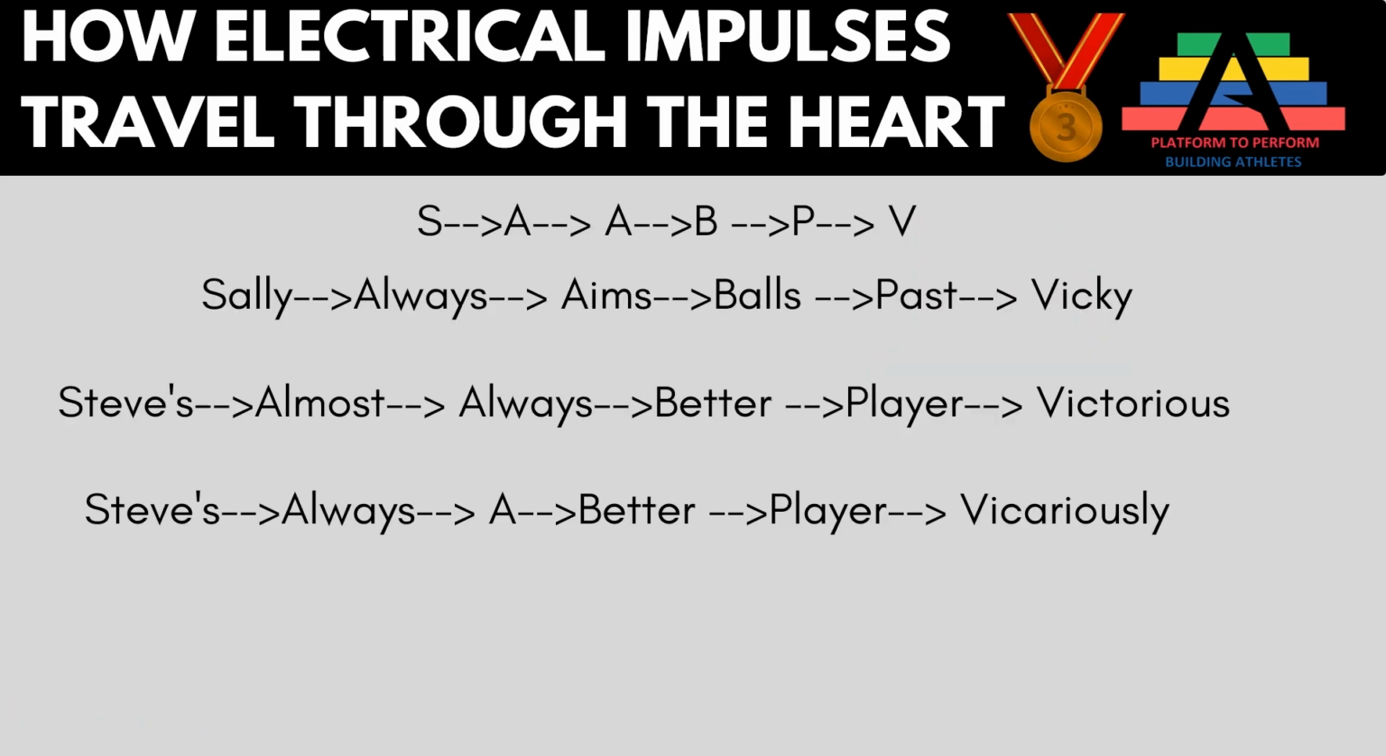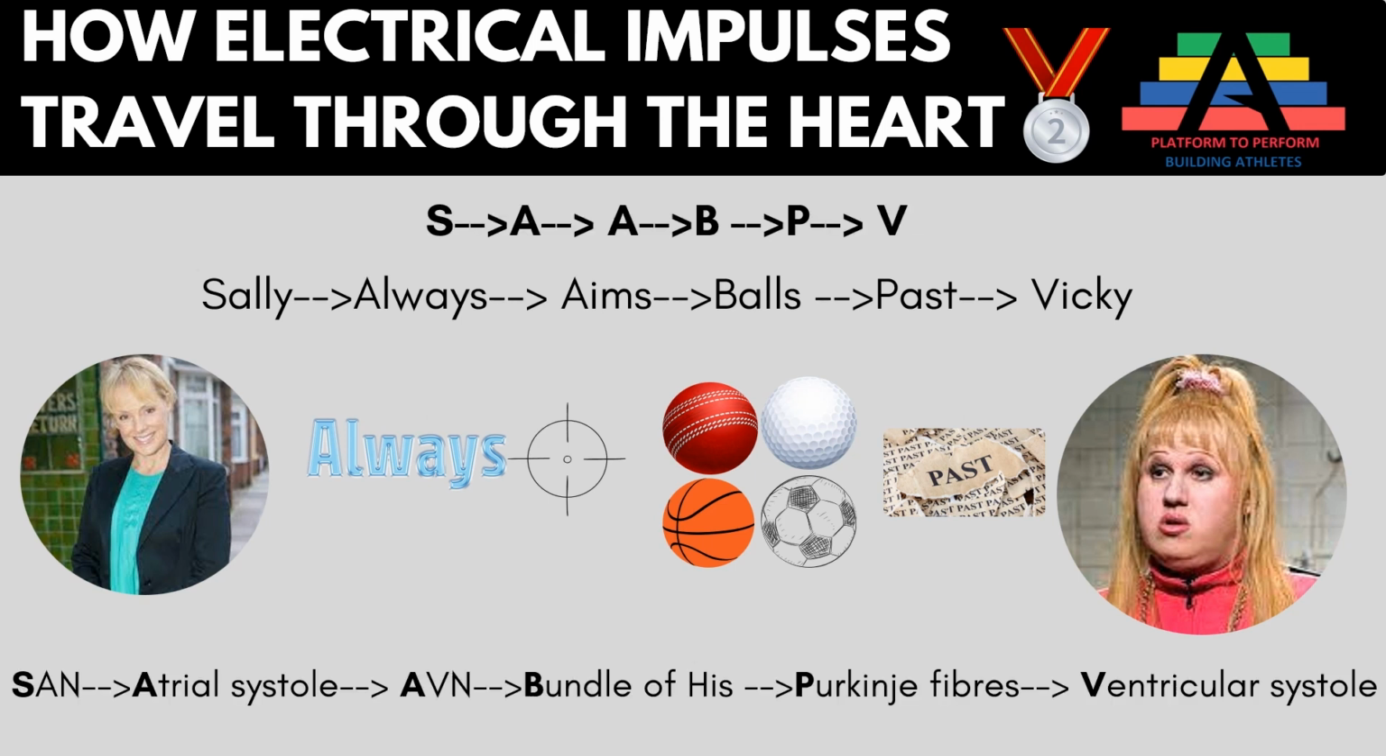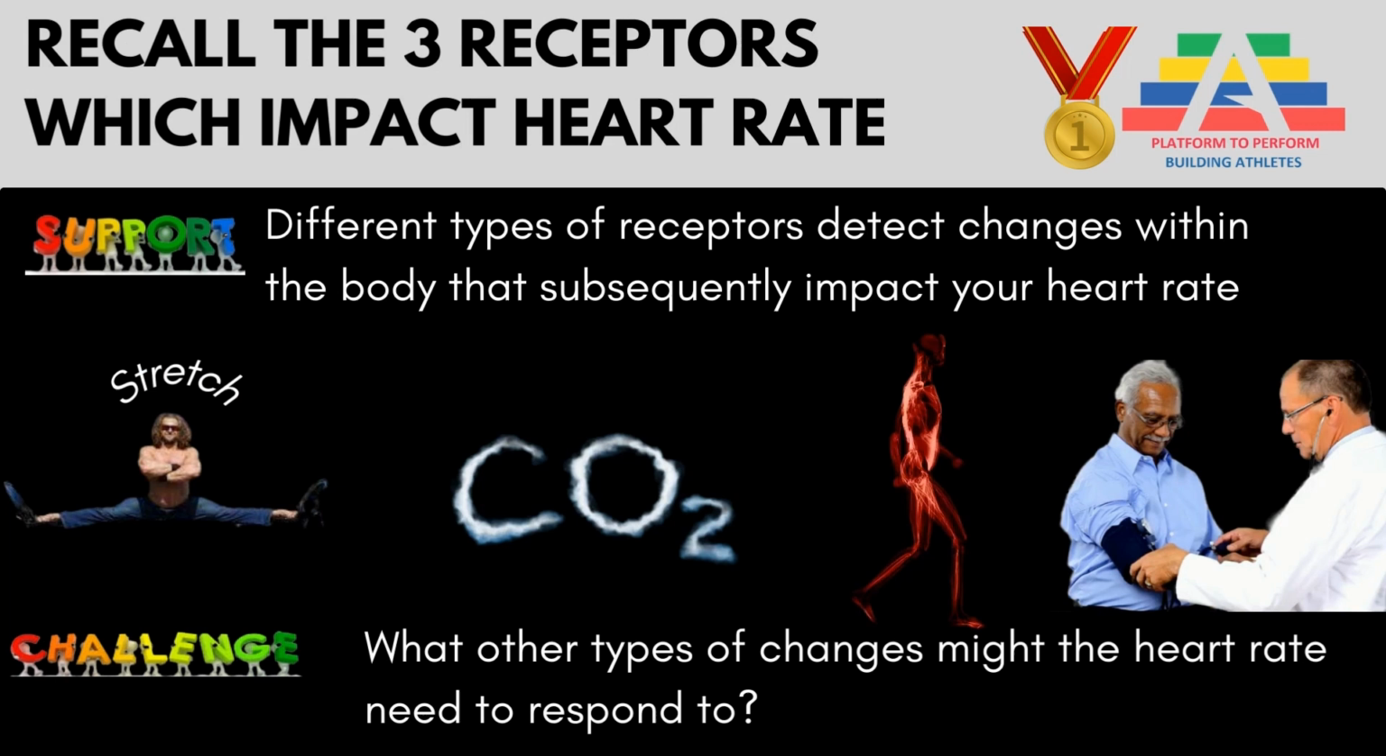So we know SAABPV is how we remember how electrical impulses travel through the heart. For example, Sally always aims balls past Vicky. That's the first letter of each of the structures. And there they are again, a quick recap. You can make your own mnemonic if you prefer, but make it as creative as possible. Try and have as much emotion in it as possible, because you're much more likely to remember emotions associated with stuff like humour or pain than you are stuff that is a bit boring.